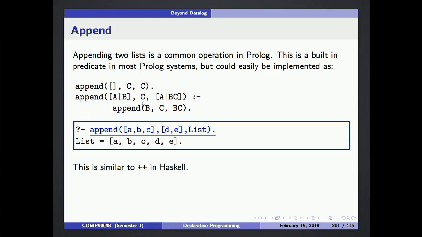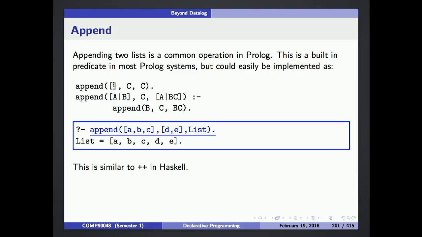Right? So I'm saying, you've got to think about it logically speaking. If it is the case that appending B to C gives me BC, then it is the case that appending A followed by the list B to C gives me this list. Right? That's what we're actually writing. We're actually writing a piece of logic which says there's this relationship between the append relation. Right? So don't think of it as coding. Right? It says that's how we understand it.